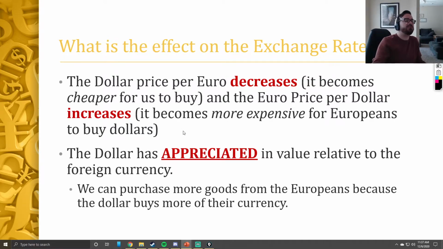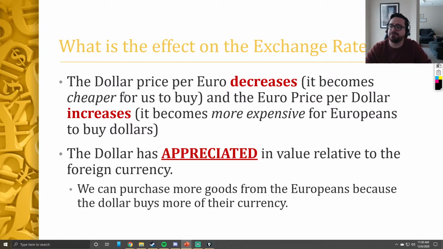Whenever you see the word appreciated, that means that its value internationally has gone up. Currency appreciating in value does not mean inflation or deflation is happening within your economy. It means that your currency is worth more internationally, worth more in terms of other currencies. And what that practically means is Americans can now buy more goods from Germany, right?